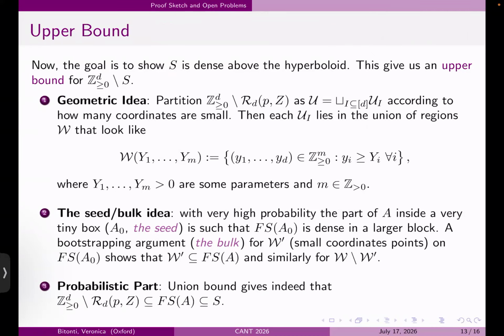And then by taking a union bound, this tells us that each of the regions U_i, and then with a second union bound, the whole region U, which corresponds exactly to what's above our hyperboloid, lies in the finite sum of A, which by definition trivially lies in our semigroup S.